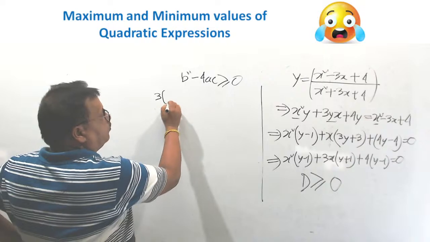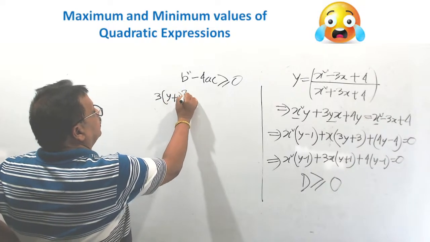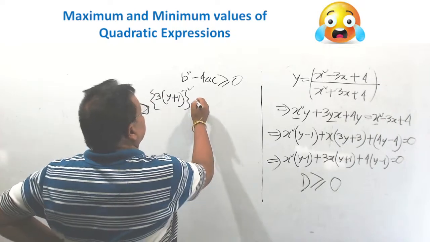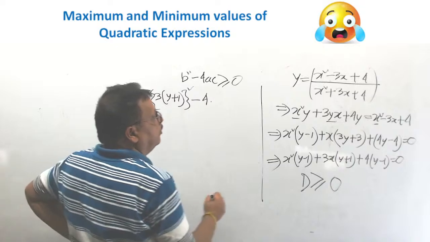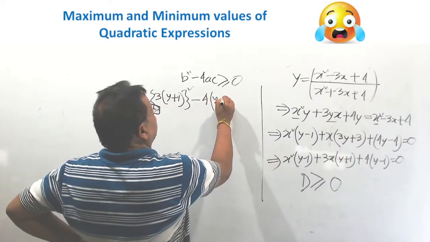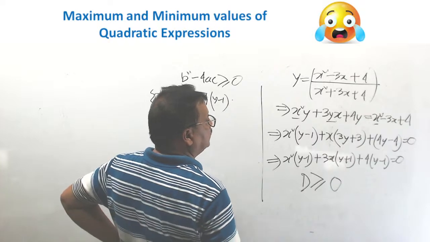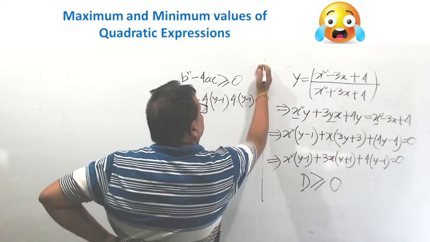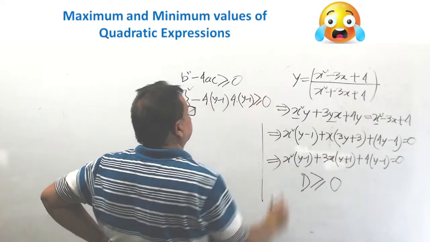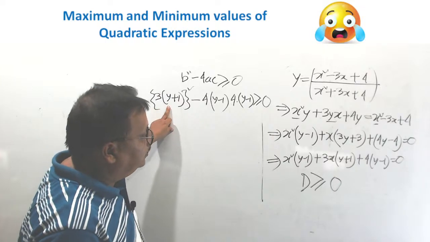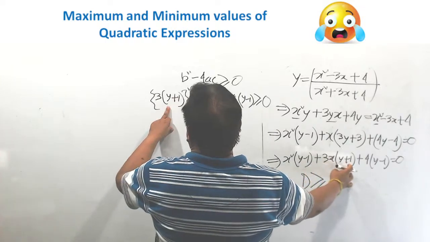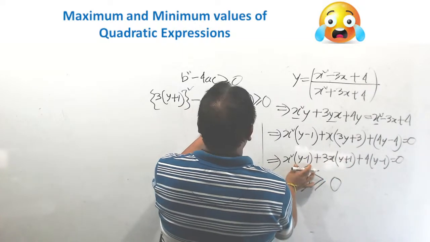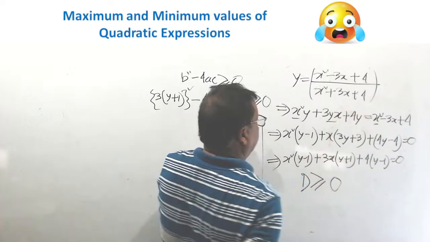3 into y plus 1 whole square is b. So b square minus 4 into a, where a is y minus 1, and c is 4 into y minus 1. This is greater than or equal to 0. Check again: b square is 3 into y plus 1 whole square, minus 4ac, with a as y minus 1 and c as 4 into y plus 1.